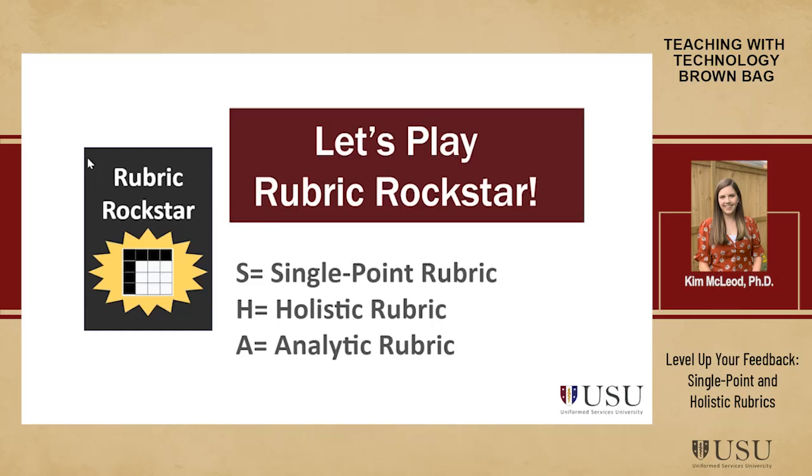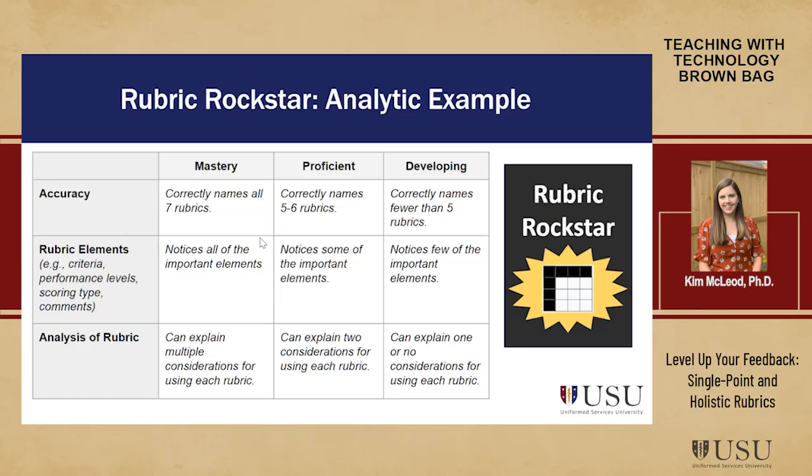So as you might remember, Rubric Rockstar is a quiz game. So you're going to be shown some pictures of rubrics and asked to identify what type they are now that you've been introduced to them. So the first rubric that we created, because it took the most amount of time to create, was the analytic rubric. We put all our criteria on the left, and then we carefully thought through what would be mastery, proficient, or developing for each of the criteria.